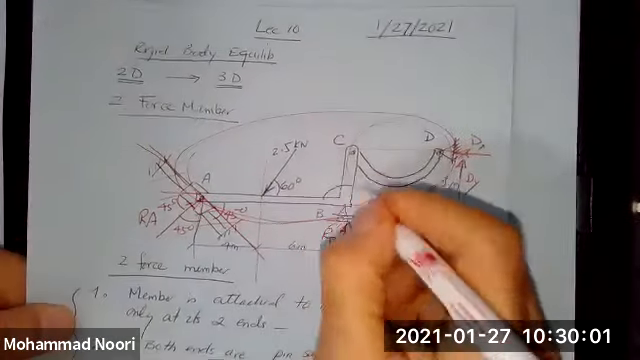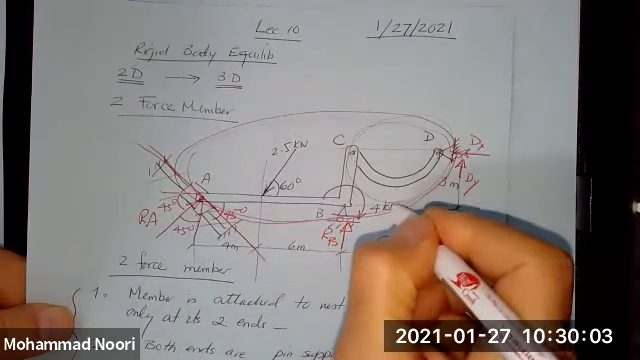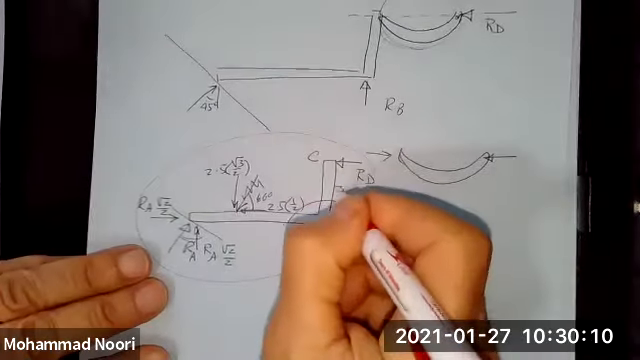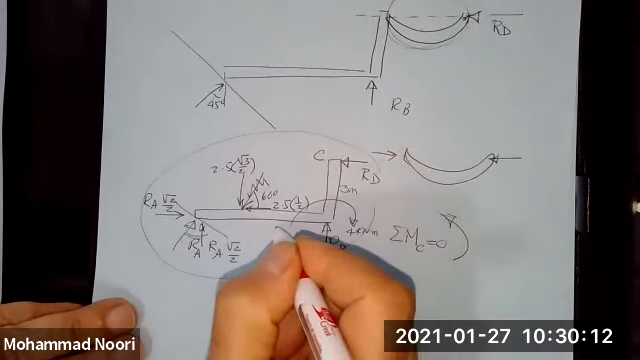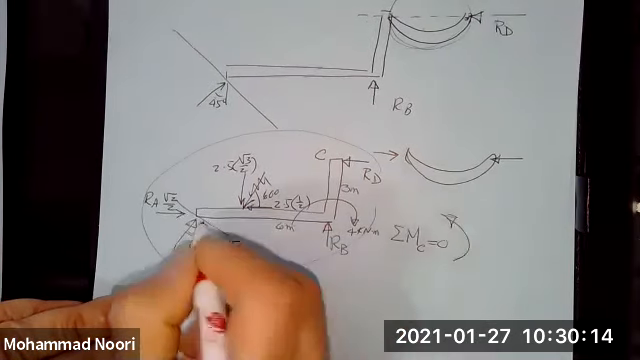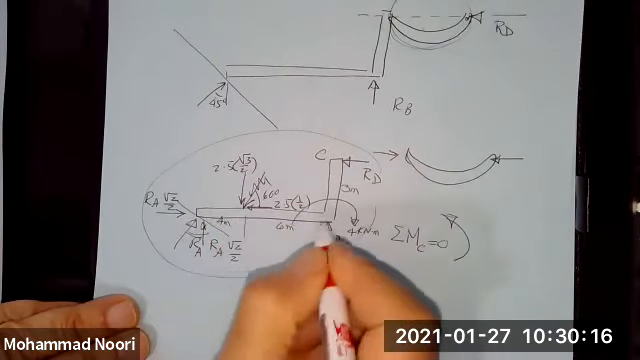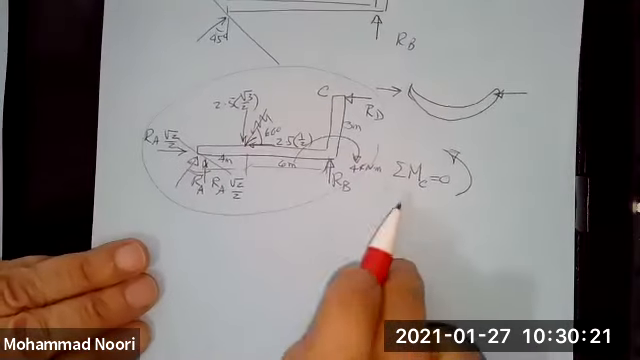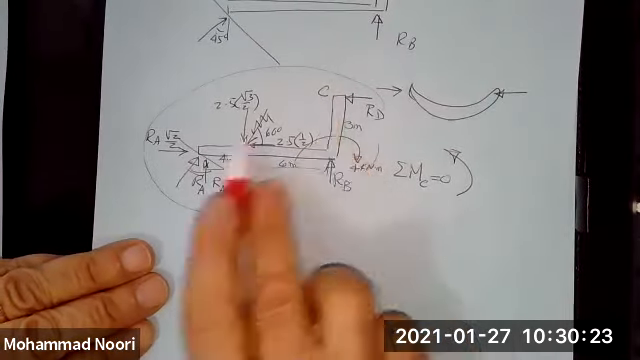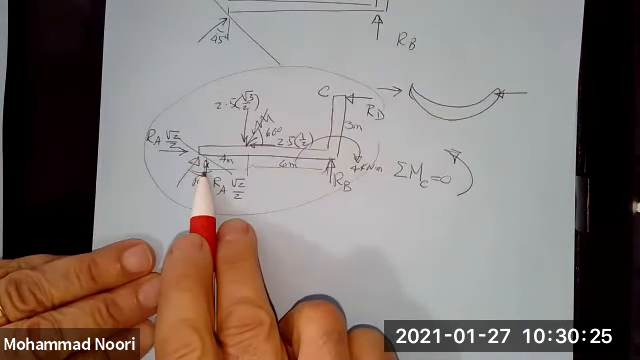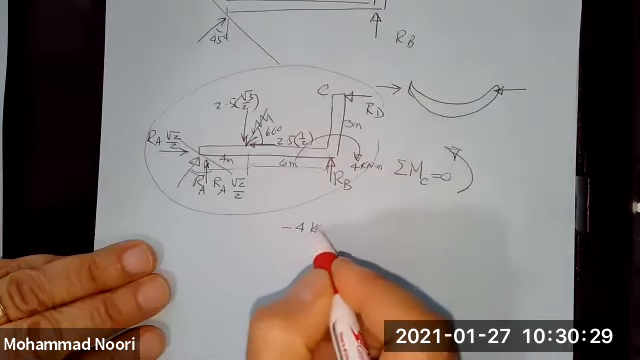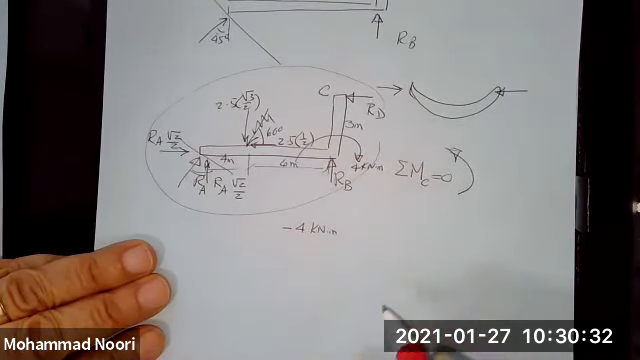I have those dimensions here. Oh, I forgot to put that one here. There was also this applied load. These dimensions are given. This was 3 meters, this was 6 meters, and this was 4 meters. So if I apply summation of moments about point C, I have this moment, which is negative. So I have negative 4 kilonewton meter, which is the applied moment.